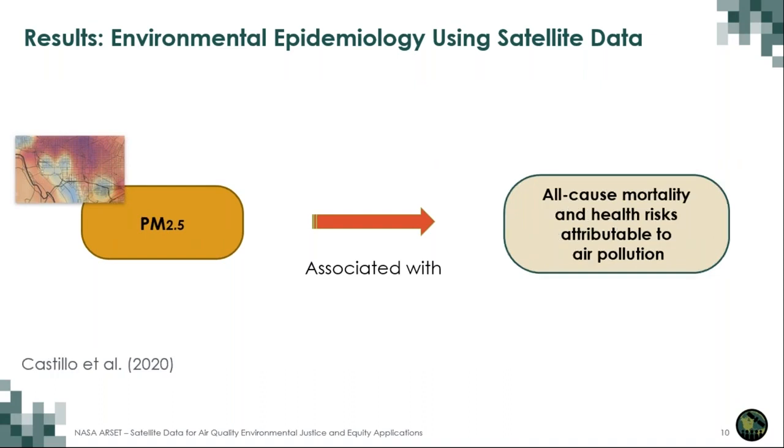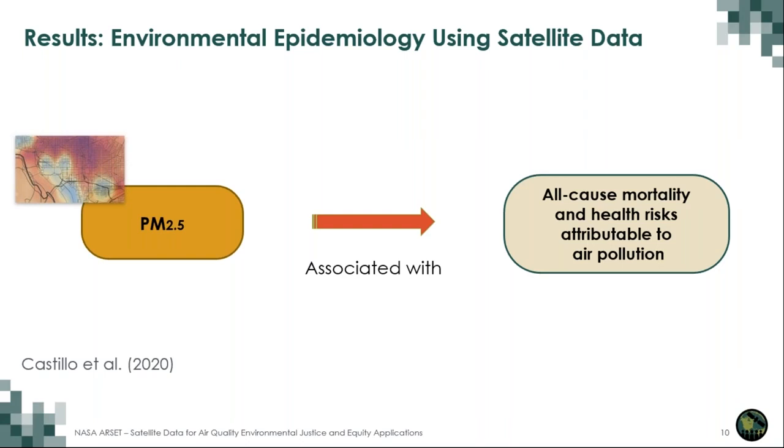Castillo et al.'s Washington, D.C. study is another good environmental epidemiology example that we found. These researchers combined a surface particulate matter satellite data set with social data sets from both the American Community Survey and NASA's Socioeconomic Data and Application Center, and combined it along with the DC Department of Health data set, which includes all-cause mortality and other health risks attributable to air pollution, such as heart attacks, lung cancer, and asthma emergency department visits.